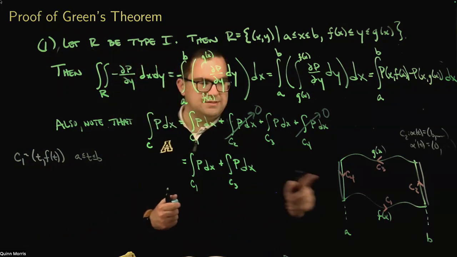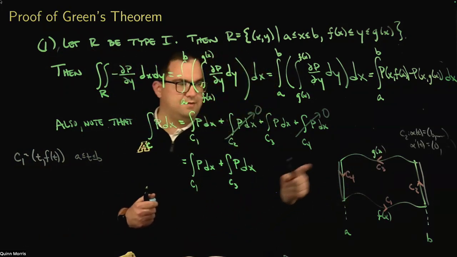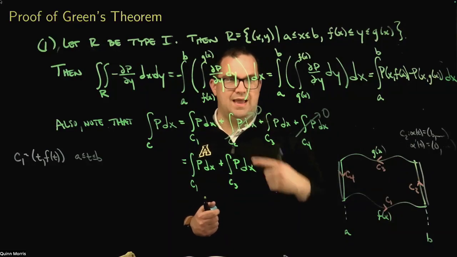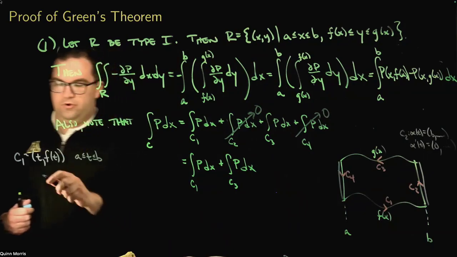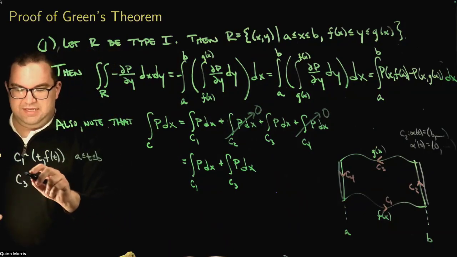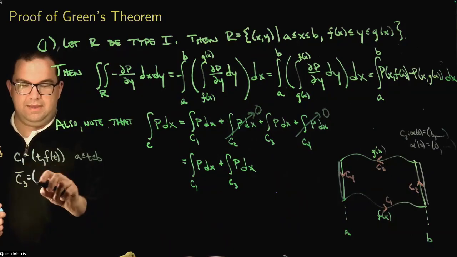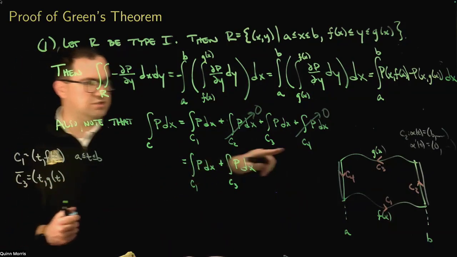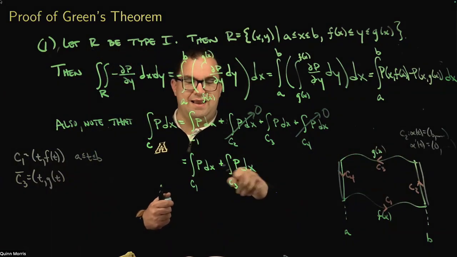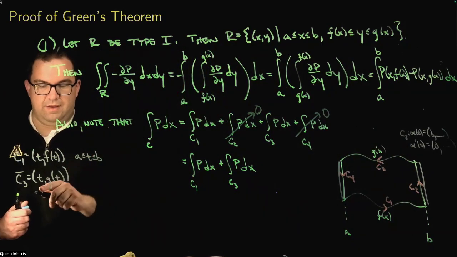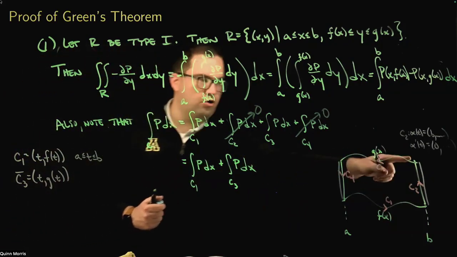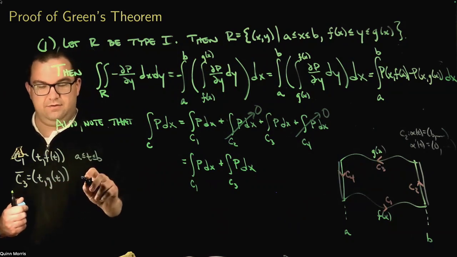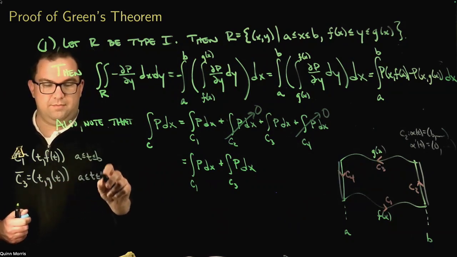Now, C3 is a little harder because you want to do the same thing, but then you need your x values to run backwards, from b to a. So instead, I'm going to call this C3 bar. It's going to be t comma g of t, and I'm just going to understand that this parameterization, since it's running in the opposite direction, is going to give me negative what I want here. So I parameterize C3 bar as the same curve, just running in the opposite direction, as t comma g of t for t going from a to b.